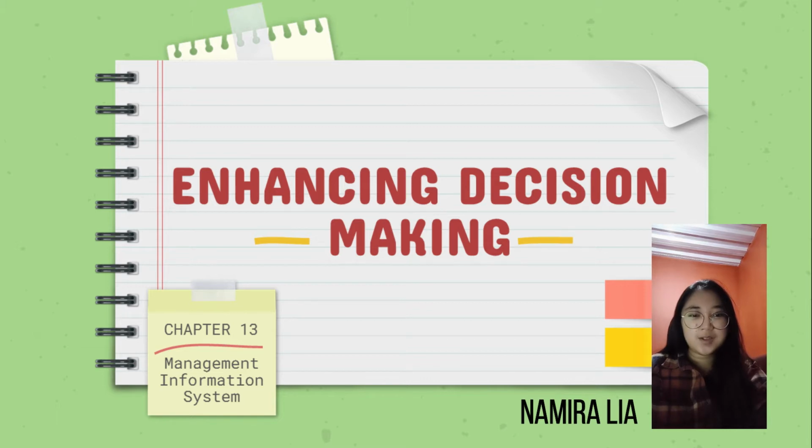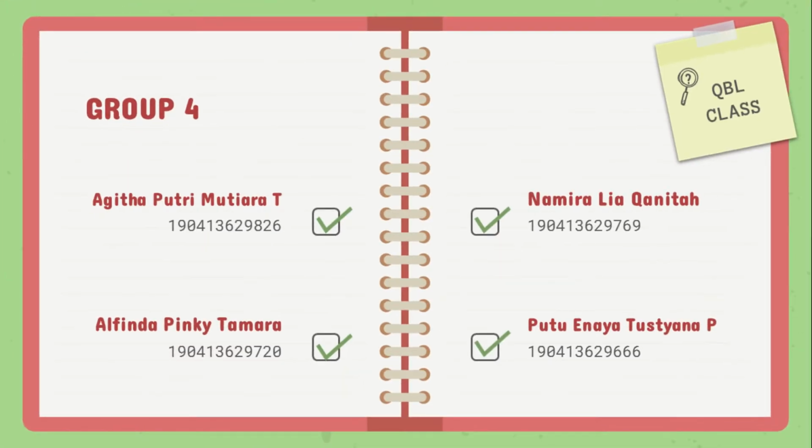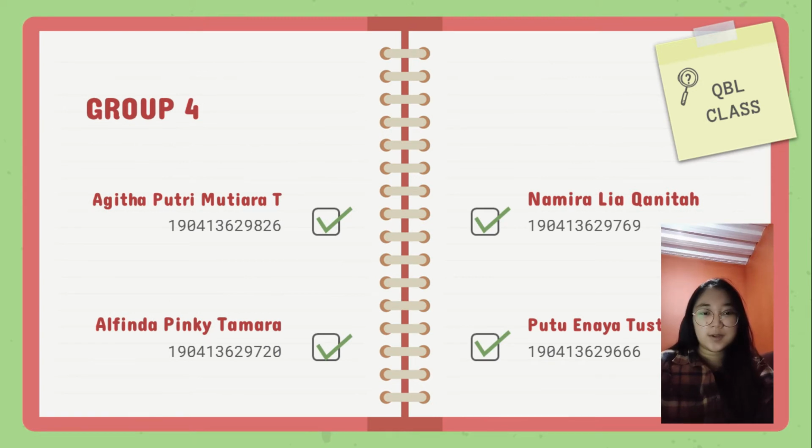Today we would like to talk about enhancing decision making from chapter 13. We are from group 4 and my name is Namira Lia Qonitah. I would like to introduce my three friends, and the first one we have Agitha, Putri, Mutiara. The second one is Alfinda, Tamara, and the third one is Putu and Enaya.